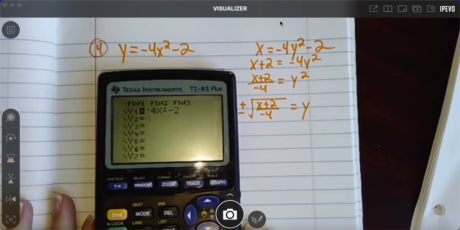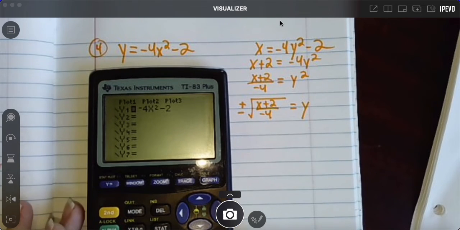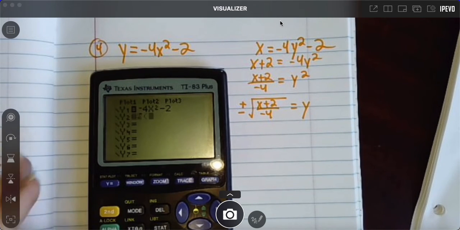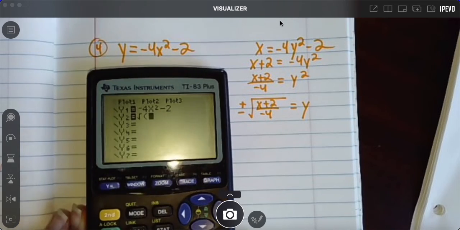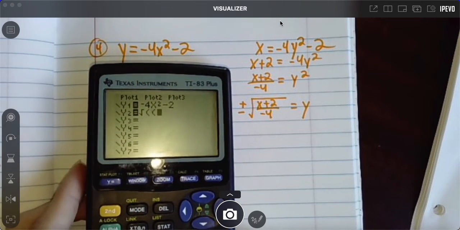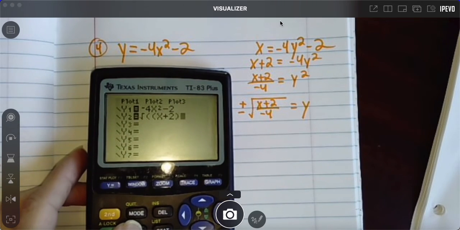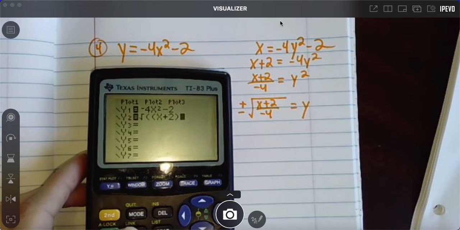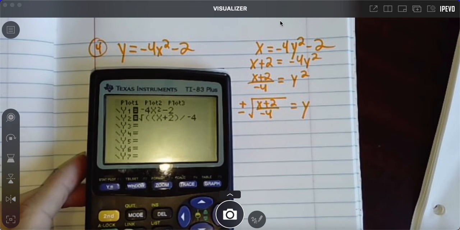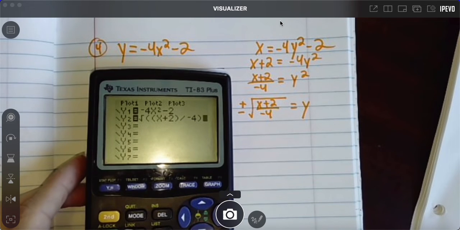What's the next one? Then my next one, I'm going to do the positive. So I'm going to take the square root, and I'm going to put in parentheses x plus 2. I did it because that goes in the numerator. Divided by negative 4, close parentheses. All right, that's my first one.